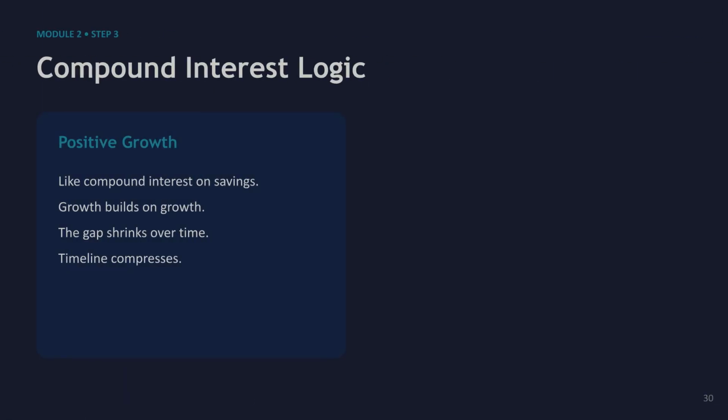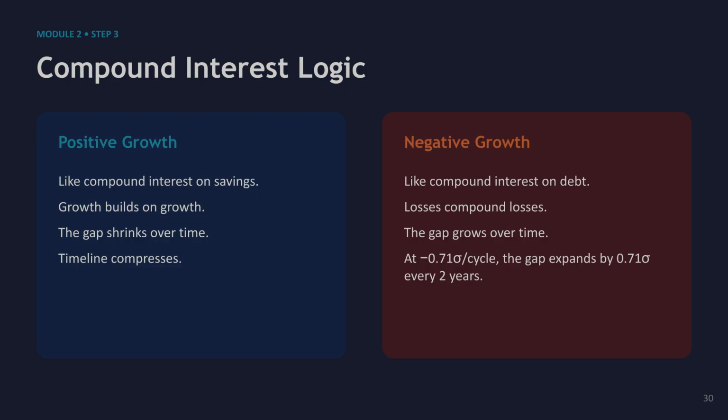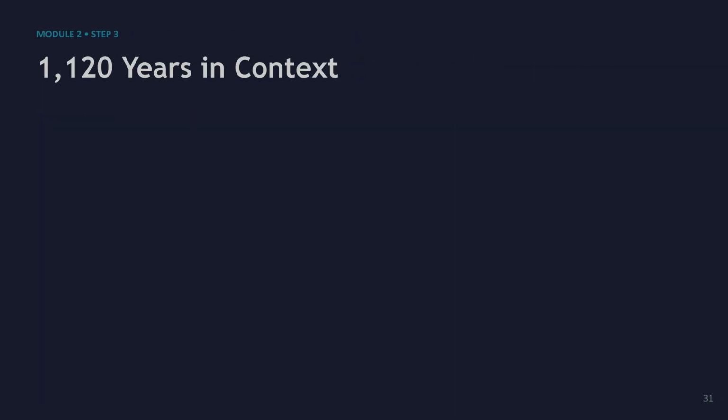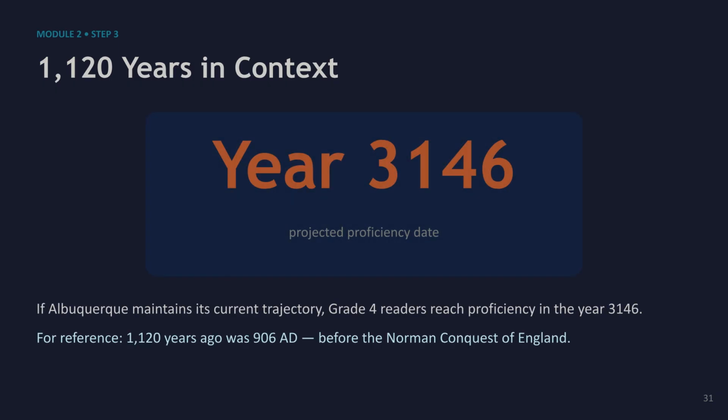Positive growth is like compound interest on savings, where the gap shrinks and the timeline compresses. Negative growth is like compound interest on debt. Losses compound losses, and the gap grows, expanding by 0.71 sigma every 2 years in this example. The resulting 1,120-year timeline means that if Albuquerque maintains its current trajectory, grade 4 readers will not reach proficiency until the year 3146. This timeline is clearly generational and unacceptable.